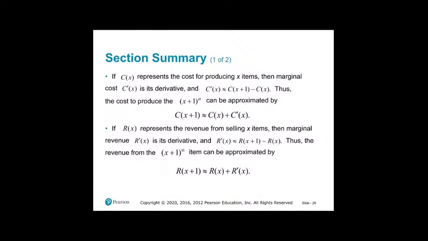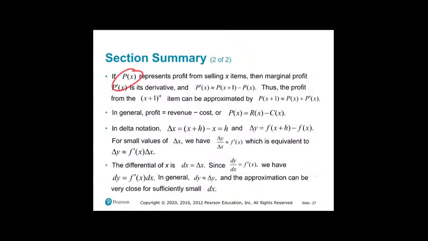In general, profit is revenue minus cost, which you see here. In delta notation, the change in x is going to be x plus some change minus the original x, and ultimately that's going to be h. h is basically a change in x. The change in y is going to be f of x plus h minus f of x. For small values of the change in x, the change in y over the change in x can be approximated by the derivative. And if we solve for the change in y, delta y can be approximated by the derivative times delta x.